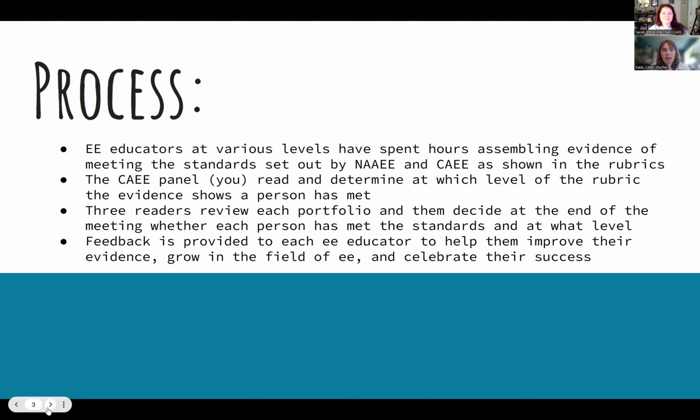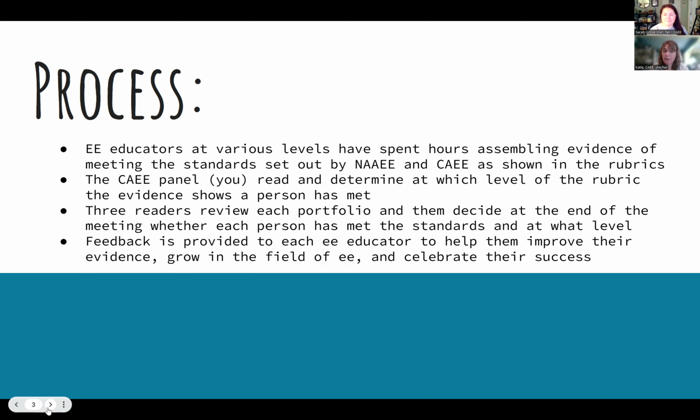So as you jump in, this process of reviewing is subjective. You are reading and scoring materials that educators have spent hours putting together that demonstrate their mastery of a set of competencies that are pulled from the Guidelines for Excellence in Environmental Education.